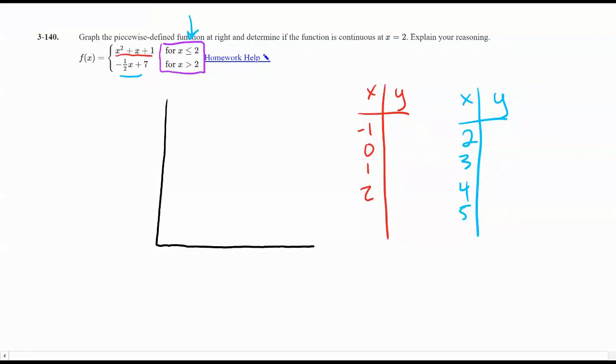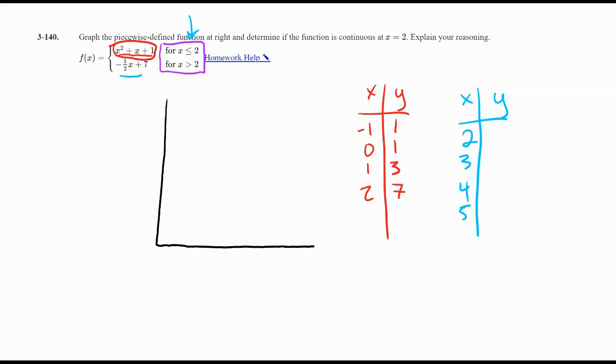And so now I'm just actually going to plug those values in. When I plug in -1 into this here, I go -1 squared, which is 1, plus a -1, which is 0, plus 1, which is 1. Then when I plug in 0, I also get 1, which is funky, but trust that it works. Then I plug in 1: 1 squared is 1, plus 1 is 2, plus 1 is 3. 2 squared is 4, plus 2 is 6, plus 1 is 7.